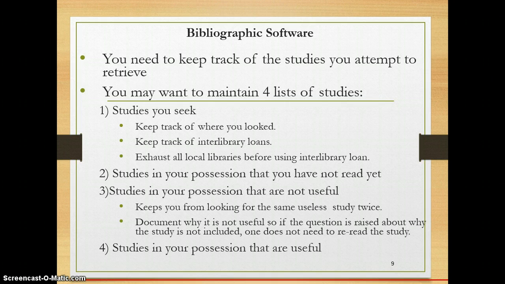You also have studies that perhaps you have physically, but you have not had a chance to review them or look at them yet. You will oftentimes have many studies that you have been able to obtain, but you have noticed that you're unable to use them. And then finally, you'll have a category of studies that you have identified and obtained, and you have identified that they're useful.